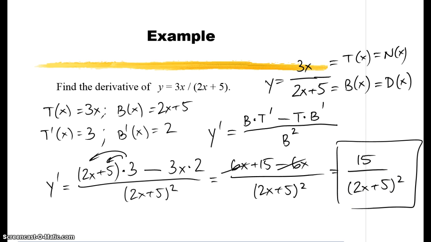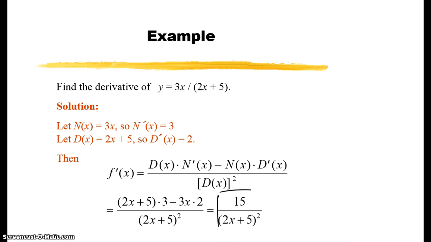And if we did everything correct, the answer should match up with the typed out solution here, and it does. So double check this with the n and d notation, and make sure that you understand every step.